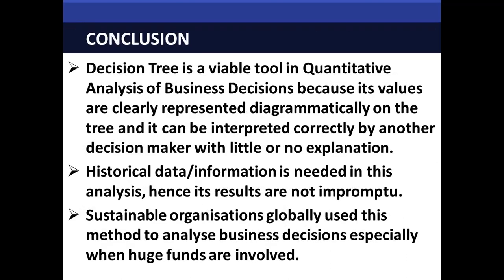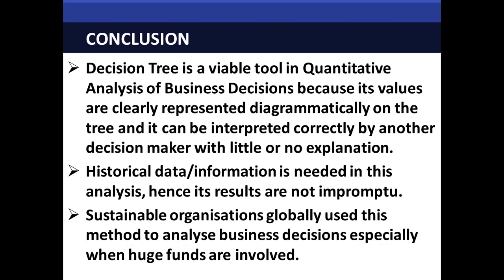Conclusion. Decision tree is a viable tool in quantitative analysis of business decisions because its values are clearly represented diagrammatically on the tree, and it can be interpreted correctly by another decision maker with little or no explanation given. So you can draw a decision tree, analyze it, arrive at a decision, and pass it on to somebody who was not there when you started your analysis, your figures and your view, and the person may not even need to ask you any question. The person can review your decision tree independently, see your points and your decision, and know whether it's correct or not. Everything is clear on a decision tree. There's nothing hidden on it.